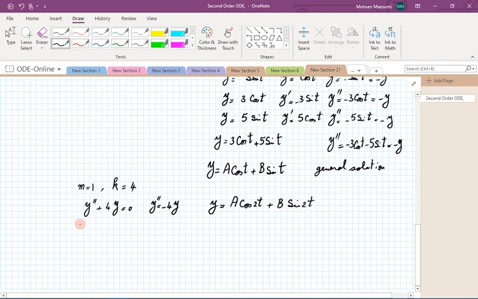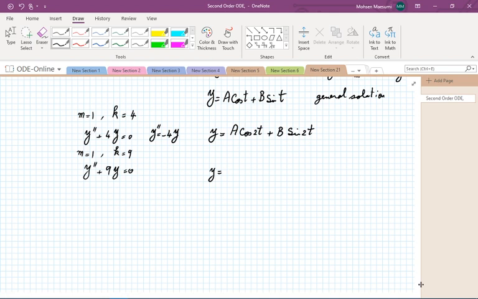Now I'm sure you can guess quickly what will happen if I pick another friendly number. So if I have y double prime plus 9y is equal to 0, y is equal to what now? Again, you have only 1 second to tell me. So I don't even have time to show you the picture. It must already be flashing in your head as to what this thing is. What is it? a cosine of 3t plus b sine of 3t.